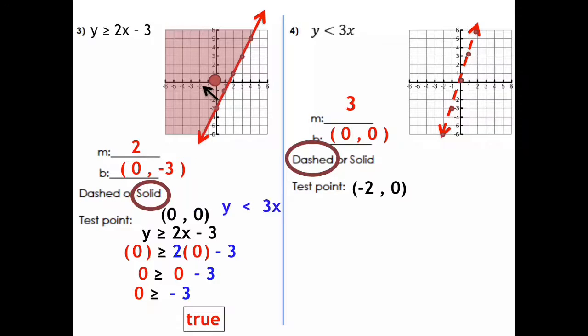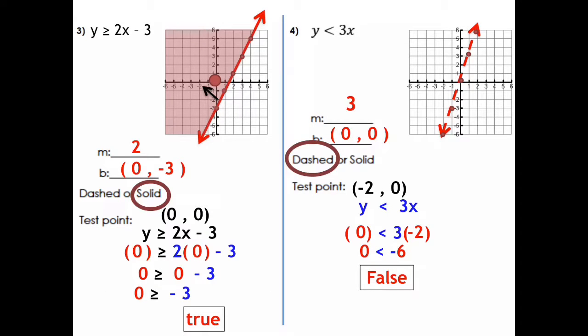So now we're going to plug the numbers in there. Now the y is 0, so I'm going to put that 0 in for the y. X is -2, so this is what it's going to look like. Is this true or false? All right, so if you multiply, you get 0 is less than -6. This is false. So we're going to find out what side to shade because of the fact that this is false. Okay, so go ahead and do that for me right now.